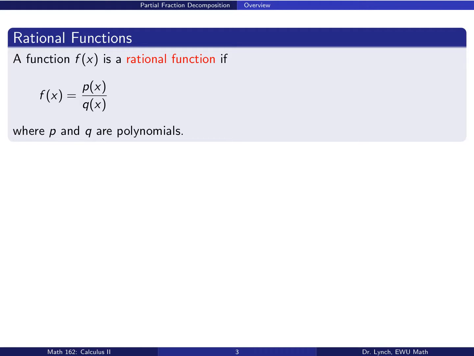So I'll remind you that a function is a rational function if it can be written as f of x equals p of x over q of x, where p and q are both polynomials. So just a reminder, a polynomial is a function that has non-negative integer powers of x.